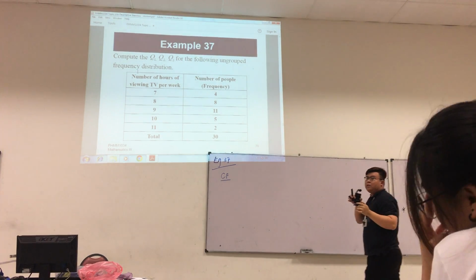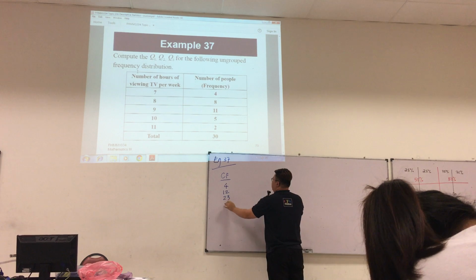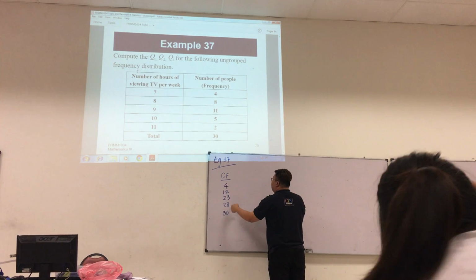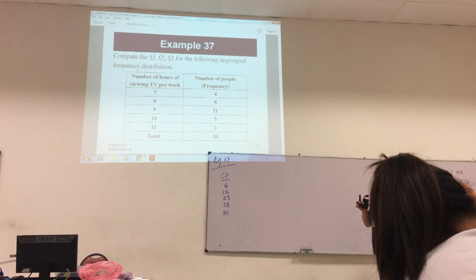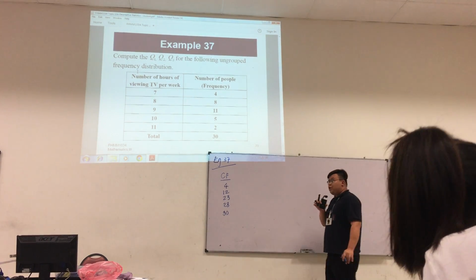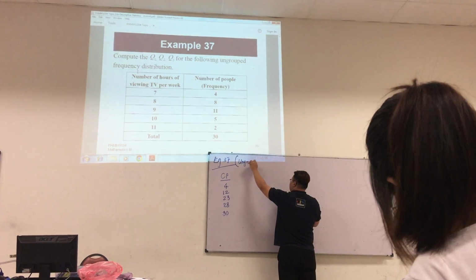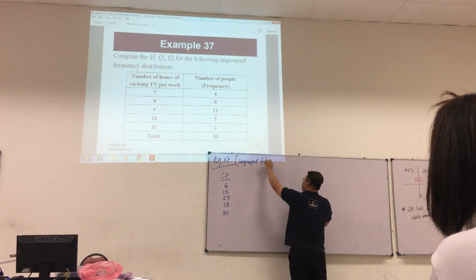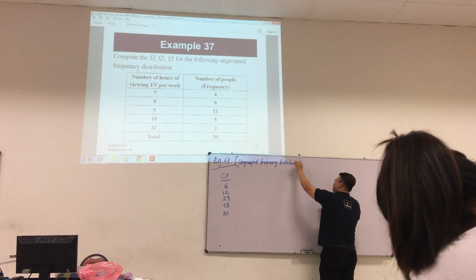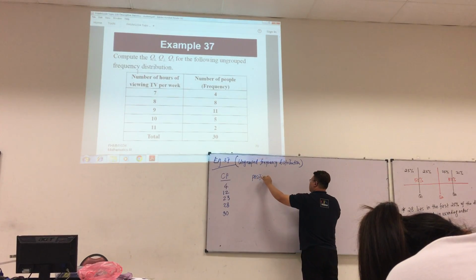So your cumulative frequency should be 4, 12, 23, 28 and 30. 1, 2, 3, 4, 5. You have 5 different numbers here. Okay, so we will start from what? Starting from the position of Q2. This is still ungrouped data, it is an ungrouped frequency distribution. Okay, so we'll start with the position of Q2.